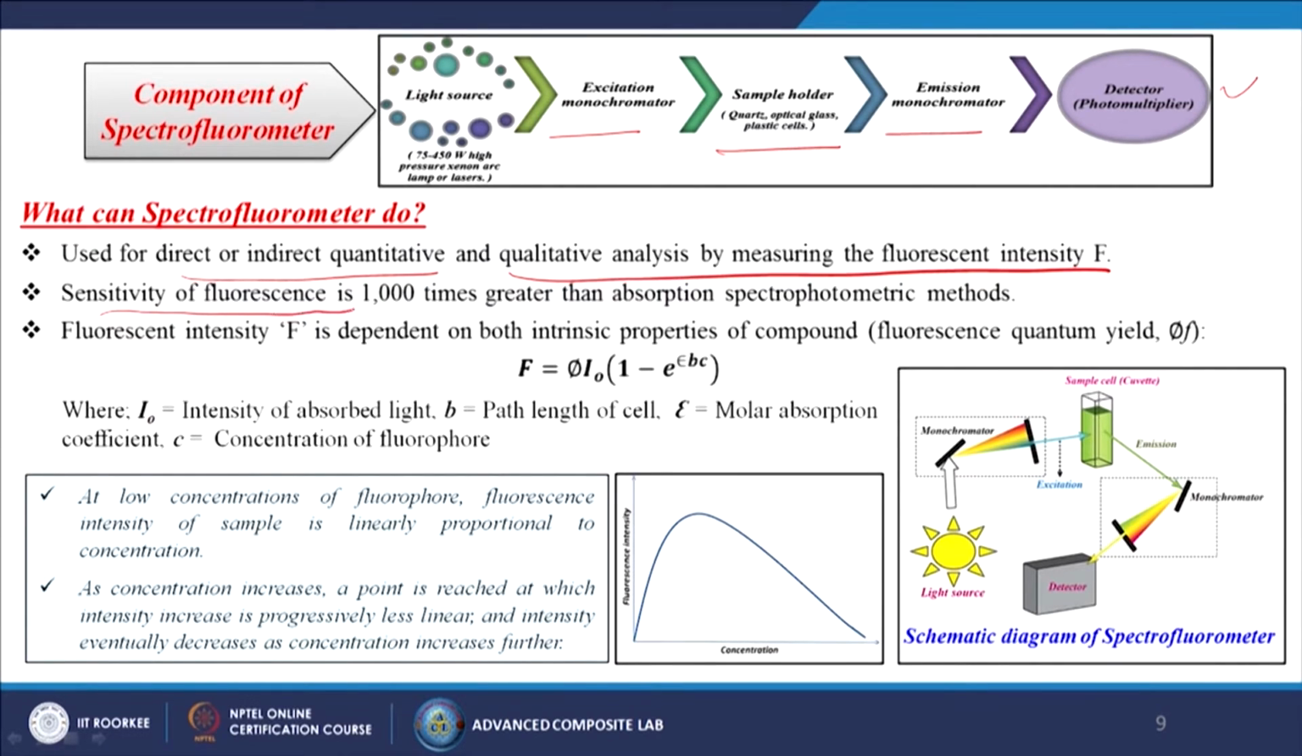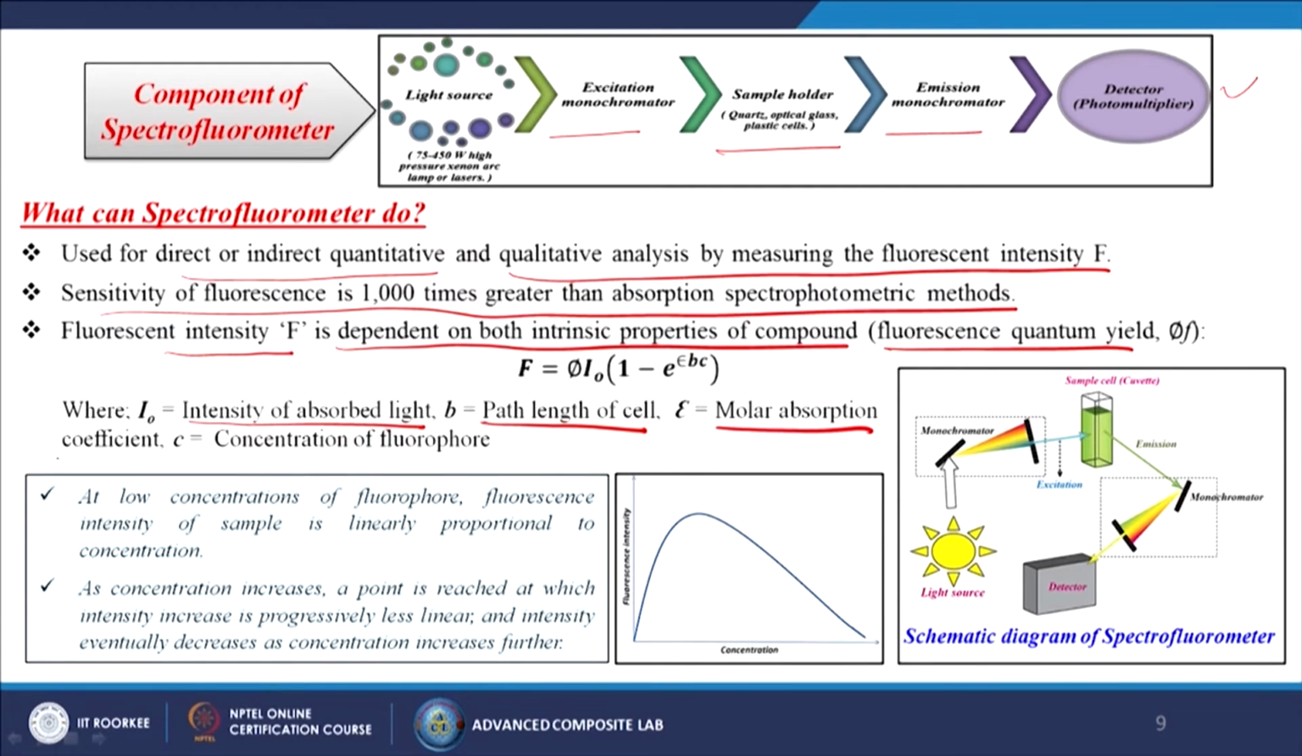Sensitivity of fluorescence is 1000 times greater than absorption spectrophotometric methods. Fluorescent intensity F depends on both intrinsic properties of the compound, that is the fluorescence quantum yield phi F. F is equal to phi I0 into 1 minus e to the power minus epsilon b c, where I0 is the intensity of absorbed light, b is the path length of the cell, epsilon is the molar absorption coefficient, c is the concentration of fluorophore.